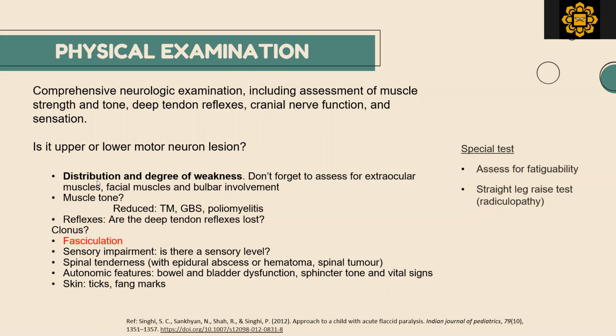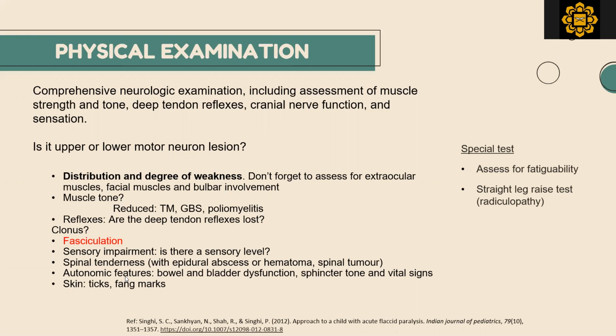So we would like to assess the distribution and the degree of weakness, and don't ever forget the cranial nerves also. If the tone is reduced, that suggests a lower motor neuron presentation, so we might suspect GBS or poliomyelitis. Transverse myelitis can also present as lower motor neuron at the beginning phase because of spinal shock. However, after a period of weeks, it can become spastic, the presentation of upper motor neuron. So I think you can see.